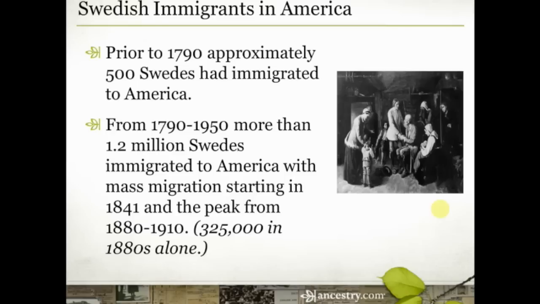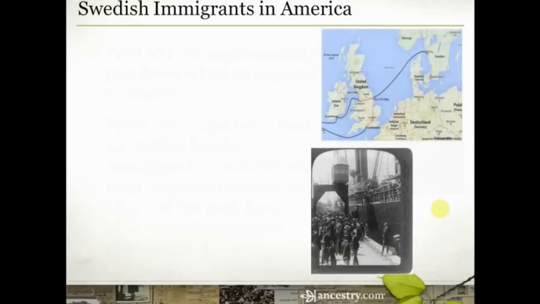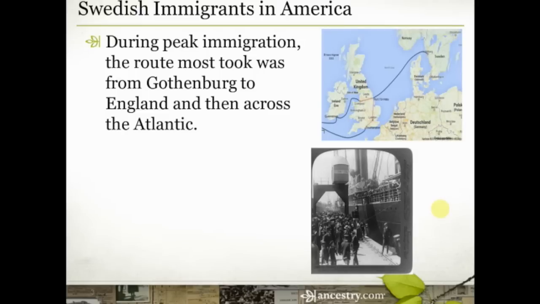And then we see it pick back up again. Huge wave of immigration in the 1880s. 325,000 people immigrated from Sweden to America. And in total, about 1.2 million came altogether. So there were these waves of immigration, and that's important to understand, just so that you know when and where you're looking. There's also a typical route that people took in immigration, and that's important to understand because it helps you know where to go to look for passenger lists.